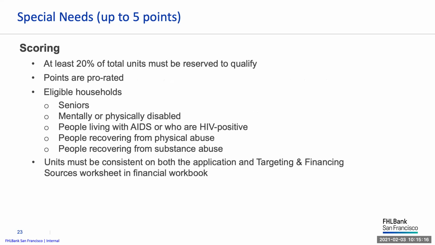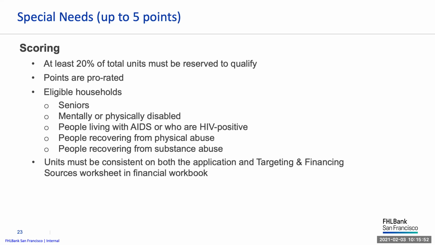So next up, we have our special needs category. Up to 5 points are awarded based on the percentage of units reserved for special needs populations, those that fall into the 5 categories listed here. A minimum of 20% of the units must be reserved to get any points, and points will be prorated if not all units apply. For example, if 50% of the units are reserved for one or a combination of these populations, you get 50% of the points. There is no double counting for this category.